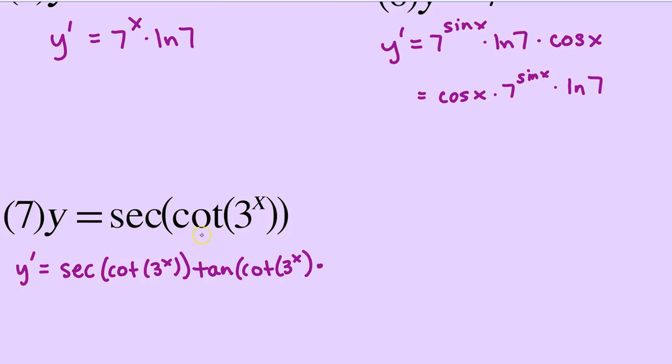Now we move on to the next layer, cotangent, and its derivative is negative cosecant squared something. So negative cosecant squared of the inside. And then we move on to 3 to the x, and its derivative is 3 to the x times natural log 3.